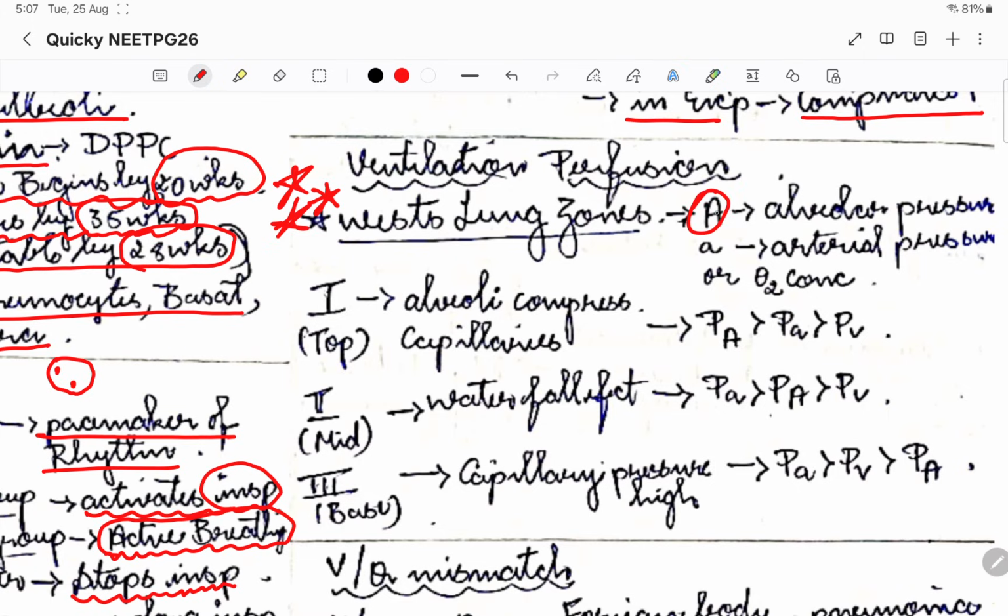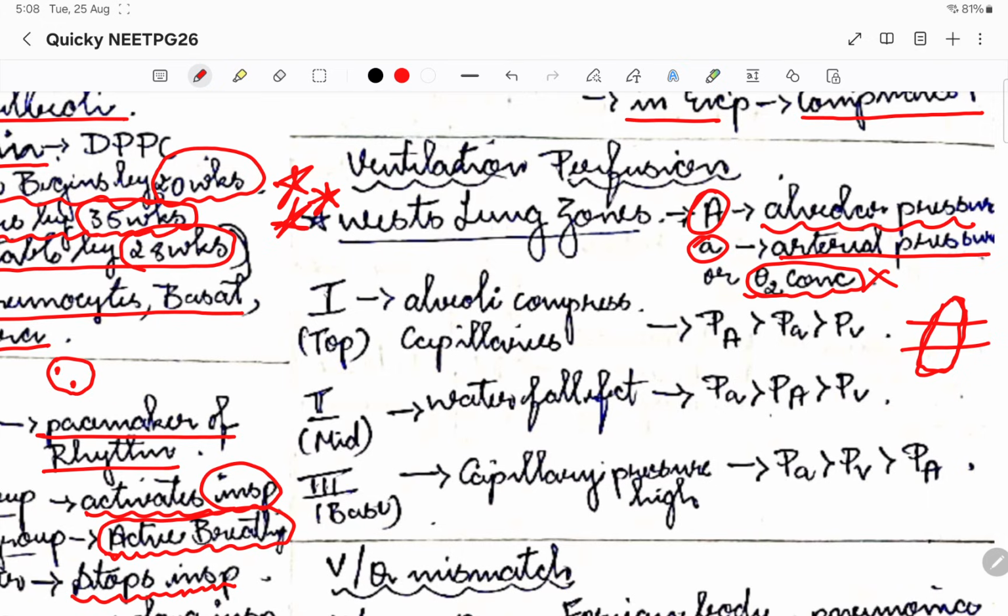Capital A is the alveolar pressure, whereas the small a is the arterial pressure. Please leave the O2 concentration. Please remember it as alveolar pressure or the arterial pressure, that is the gradient that we are looking at. So there are zones of the lung. Think of this as the lung. There is zone 1, zone 2 and zone 3.